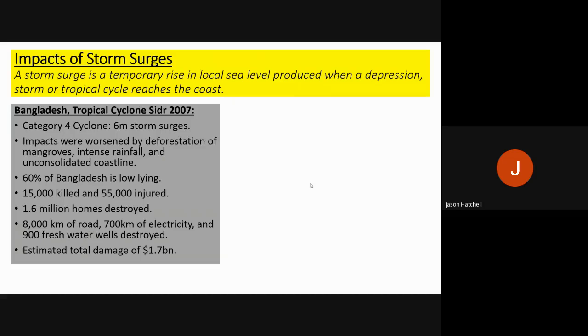And the estimated total damage of this storm surge was 1.7 billion US dollars. So a very expensive damage list from a storm surge, which caused local sea level rise as a result of depression slash tropical storm surges.